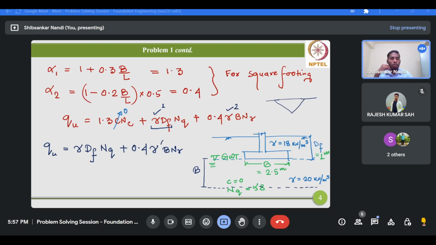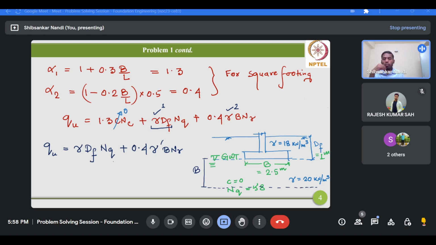I hope you all know about this. Three zones are there. This is the elastic zone, these are the radial shear zones, and these are the passive zones. Now this extent I am talking about is restricted to B. It is observed from the field investigations, so that's why it is restricted to B. This is called the influence zone. So this way we can modify the ultimate bearing capacity expression.